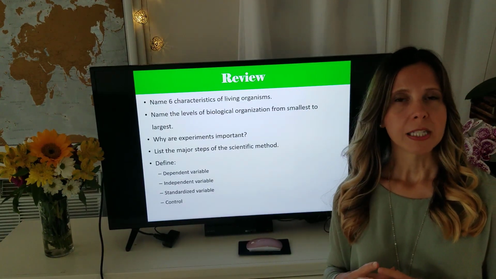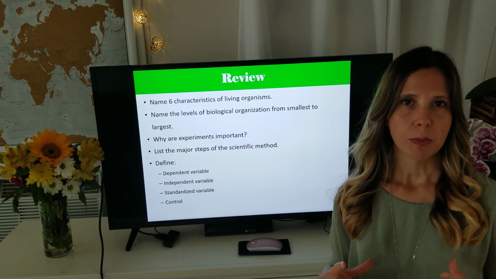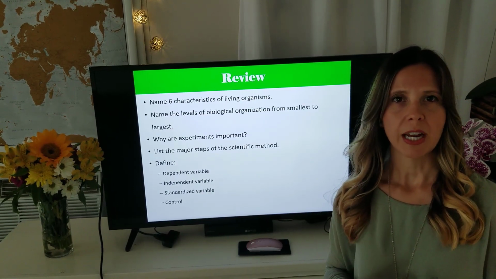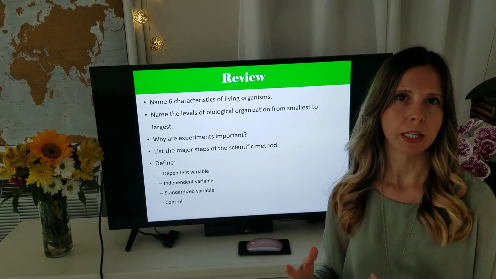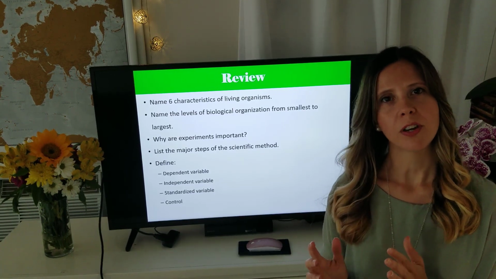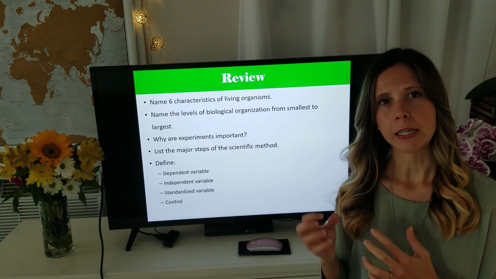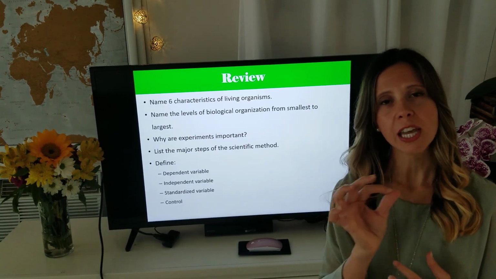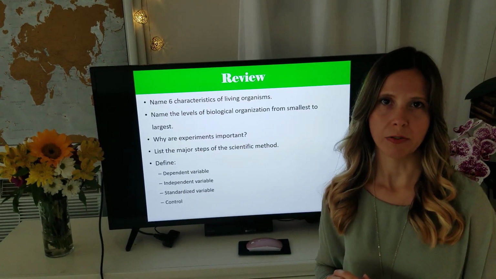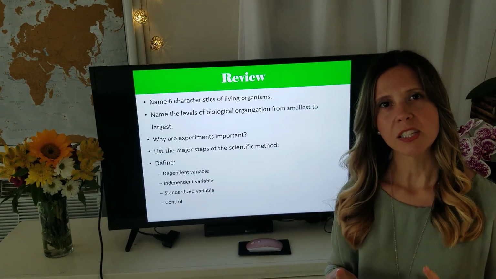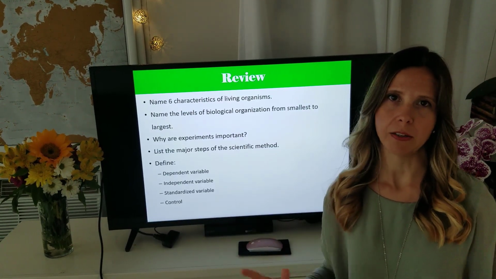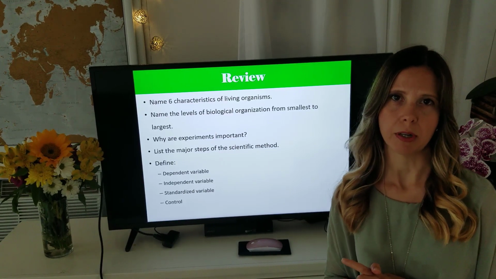When talking about experiments, what is the dependent variable? The dependent variable, I like to think of it as it depends on the independent variable. So your independent variable is whatever you're going to be manipulating, and as you manipulate it and change it, so you will see changes in your dependent variable. Your standardized variables, that is every single thing else that's going to be kept exactly the same and constant.